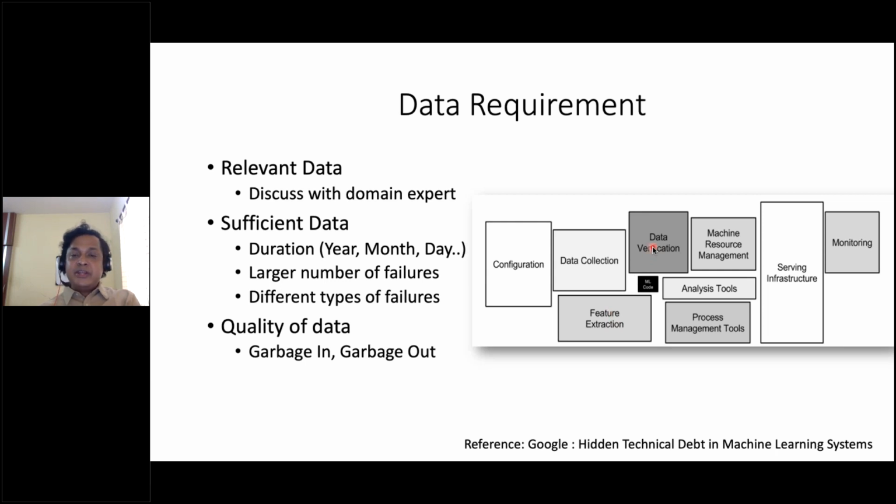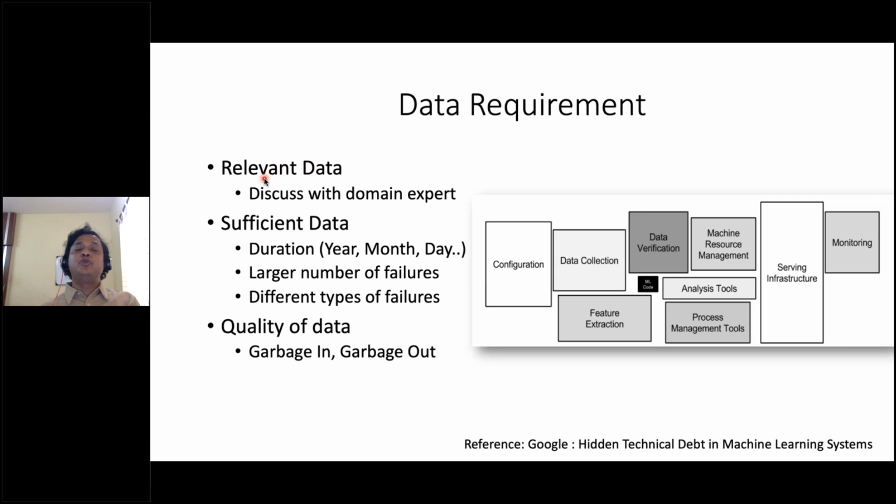Because in machine learning, if I have good data, probably a weak learner or weak algorithm can produce a good quality model. But if I have a lesser amount of data or bad quality data, then probably a very strong algorithm, even a neural network or deep learning, can't make sense out of it, can't build a good model. So data is very important.